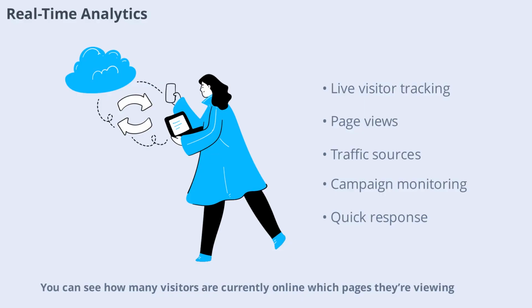You can see how many visitors are currently online, which pages they're viewing, and where they're coming from. For small businesses, real-time data is useful for monitoring the impact of marketing campaigns or website updates. It allows you to respond quickly to trends and opportunities as they arise.